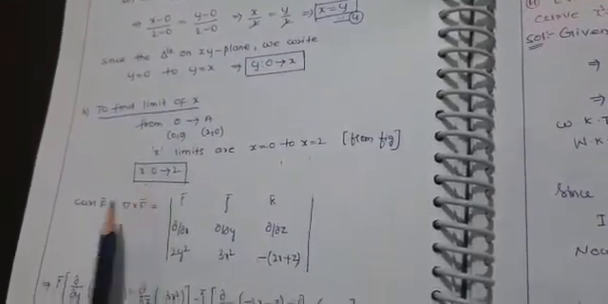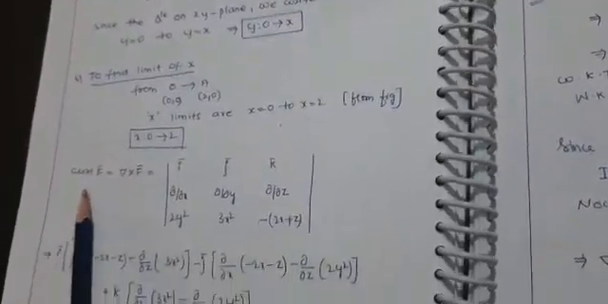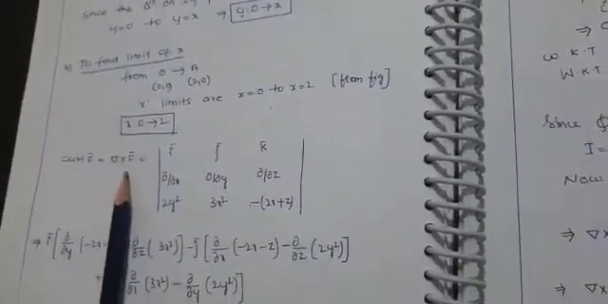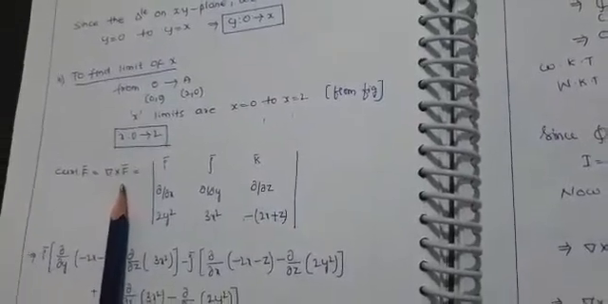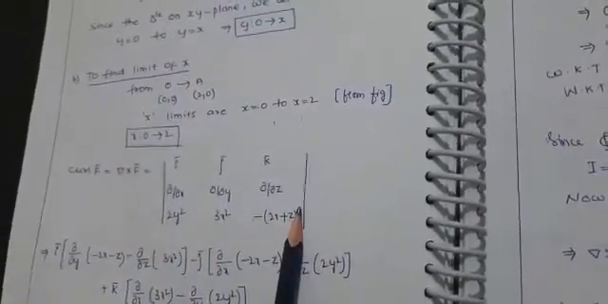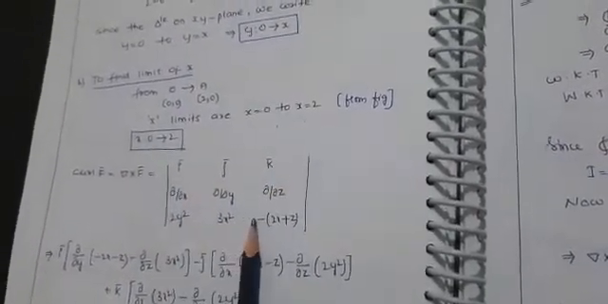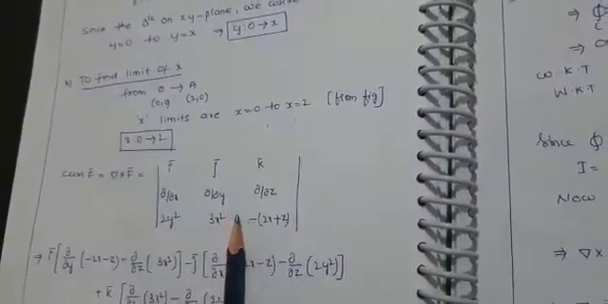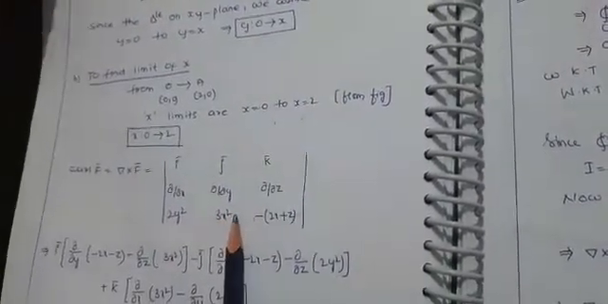Now we have to calculate curl f bar. We know that curl f bar is given by del cross f bar. Del cross f bar we are going to define in the form of a determinant. Substitute all the required values in the determinant, expand your equation, then you will be getting curl f bar is equal to 2j bar plus (3x minus 4y) k bar. So this is your curl f bar equation.